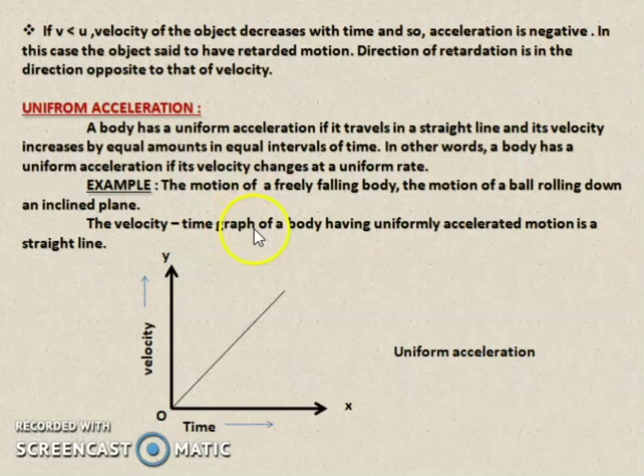The velocity-time graph of a body having uniformly accelerated motion is a straight line. In this graph, time is plotted along the x-axis and velocity is plotted along the y-axis. The nature of the graph is a straight line. So this is for a uniform acceleration.